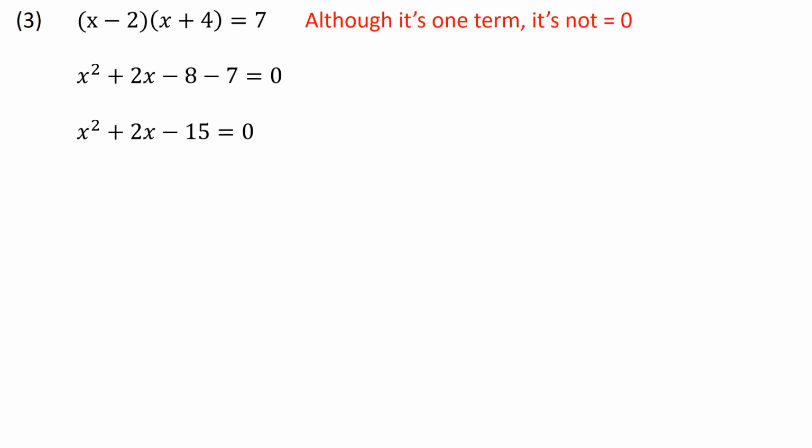x squared plus 2x minus 15 is equal to 0. Factorize it. x plus 5, x minus 3 is equal to 0. Separate the brackets. Your answer would be x is equal to negative 5 or x is equal to 3.